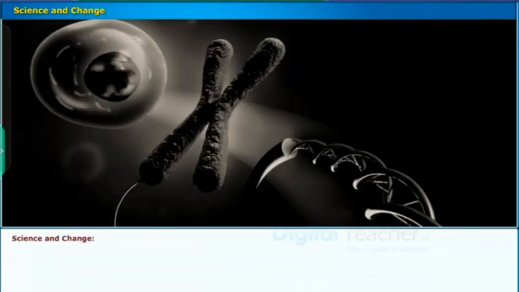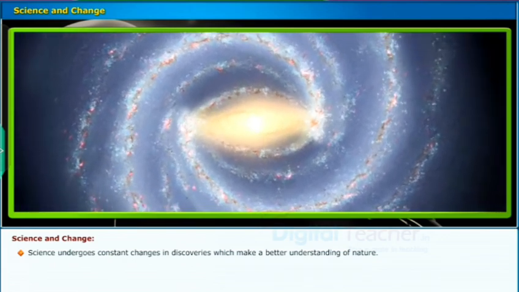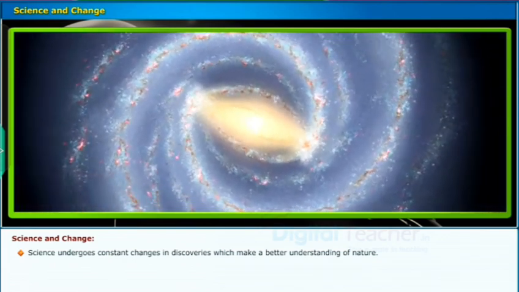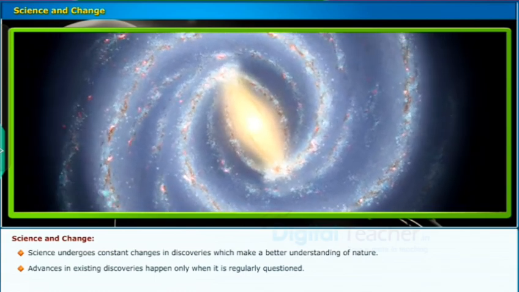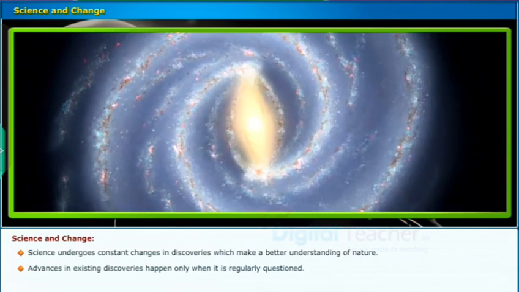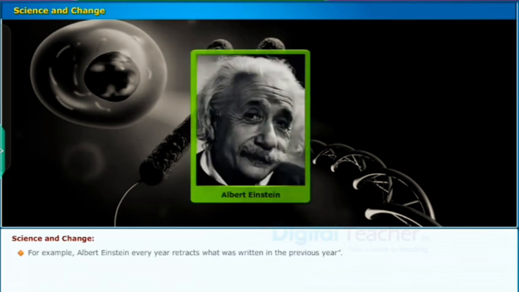Science and change. Science undergoes constant changes in discoveries which make a better understanding of nature. Advances in existing discoveries happen only when it is regularly questioned. Karl Popper says, science is a history of corrected mistakes. For example, Albert Einstein every year retracts what was written in the previous year.